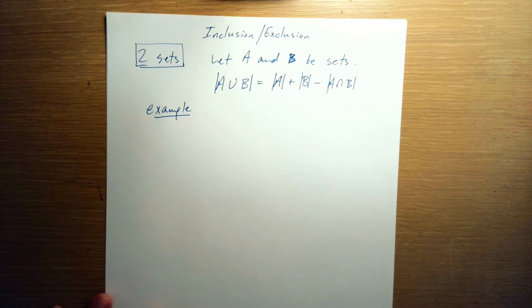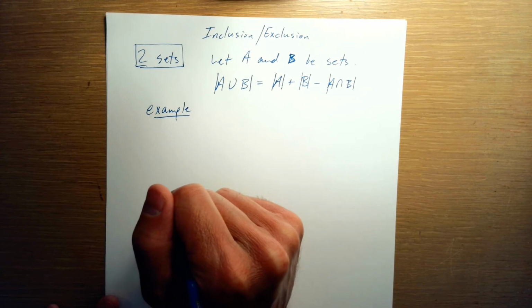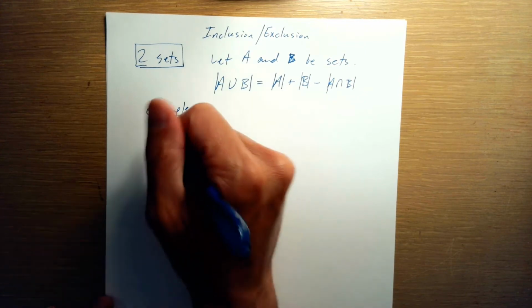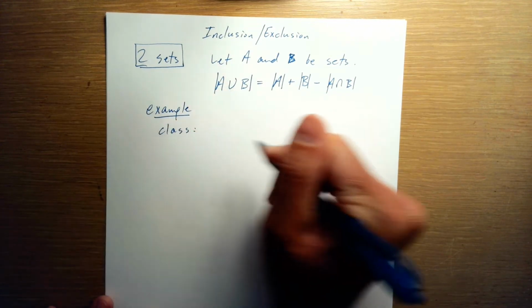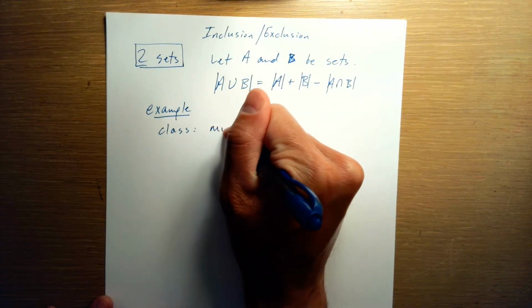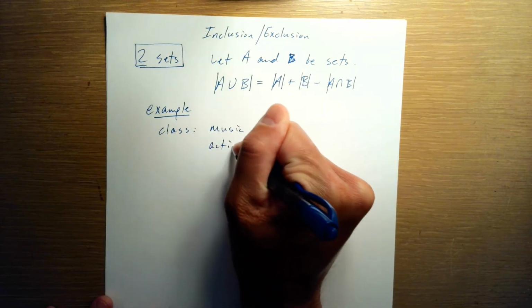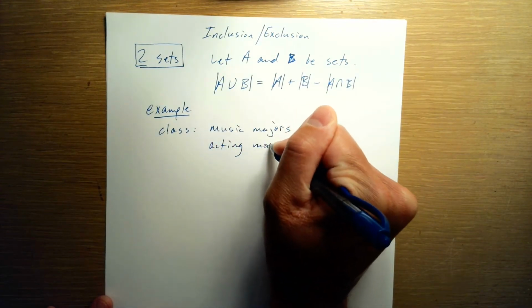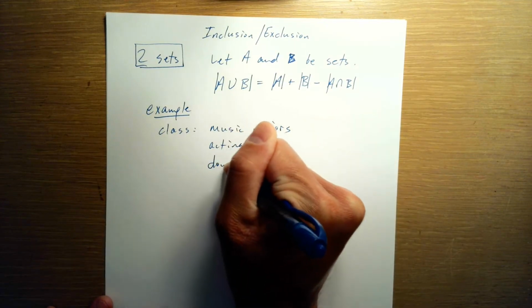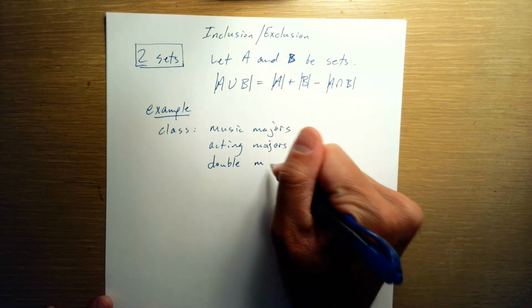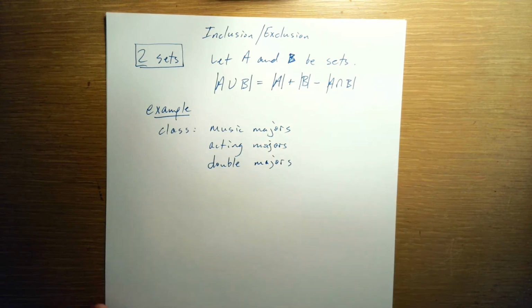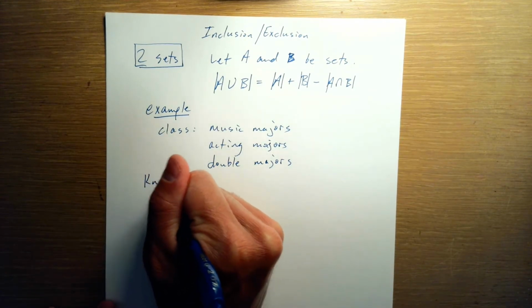So let's say that you're in a class, and in this class there are only two types of majors. You have music majors and acting majors, and some double majors. But you have no other majors represented. And so you know a little bit about the makeup of the majors of the people in the class. So here's what you know.